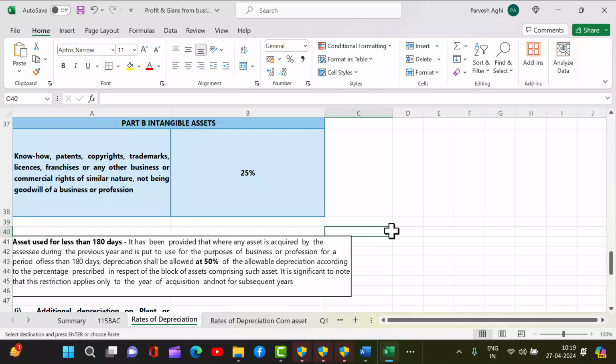So the rule says that if you have bought an asset and you have used it only for 180 days or less, then whatever depreciation rates are given, you have to apply only a 50% rate.